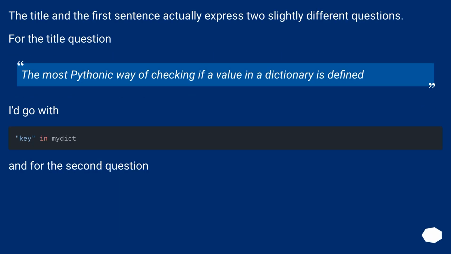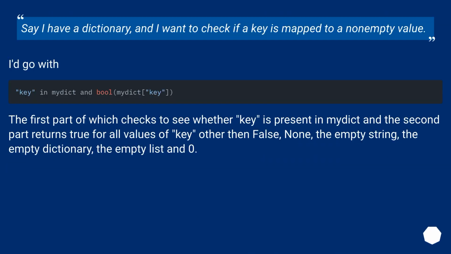The title and the first sentence actually express two slightly different questions. For the title question, the most Pythonic way of checking if a value in a dictionary is defined, I'd go with this. And for the second question, say I have a dictionary, and I want to check if a key is mapped to a non-empty value, I'd go with this. The first part of which checks to see whether key is present in mydict and the second part returns true for all values of key other than False, None, the empty string, the empty dictionary, the empty list, and 0.